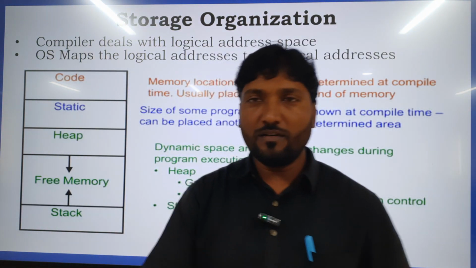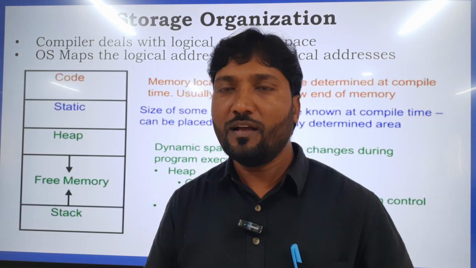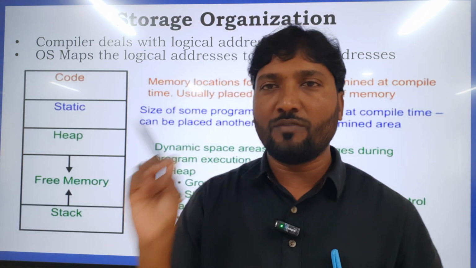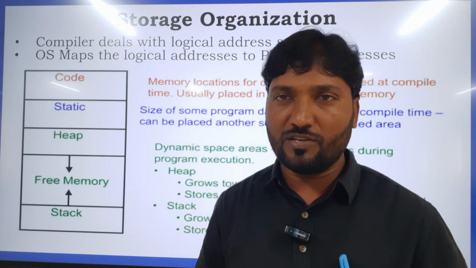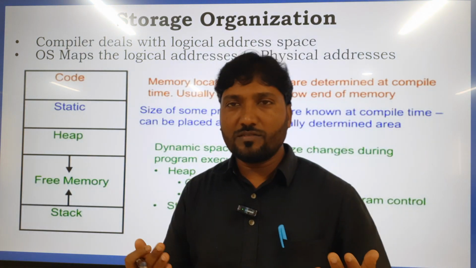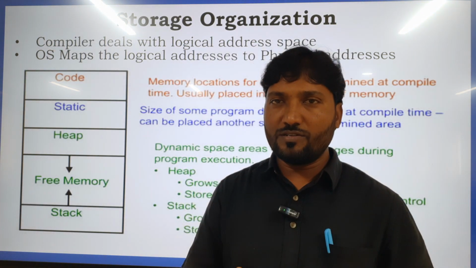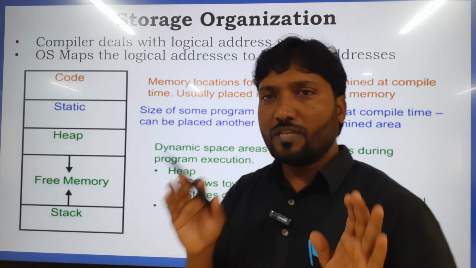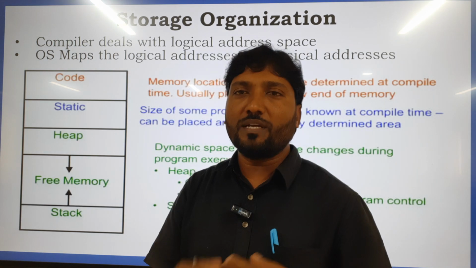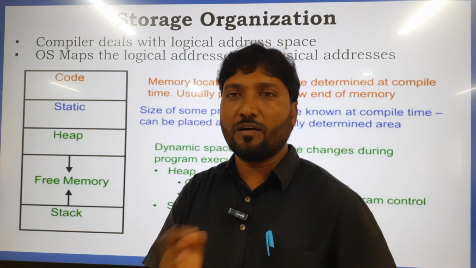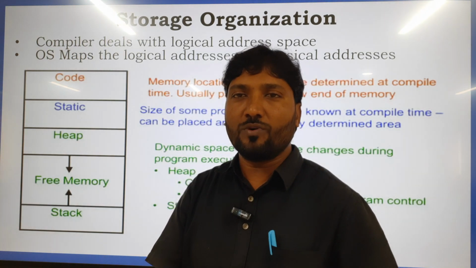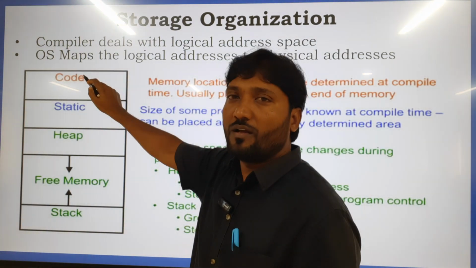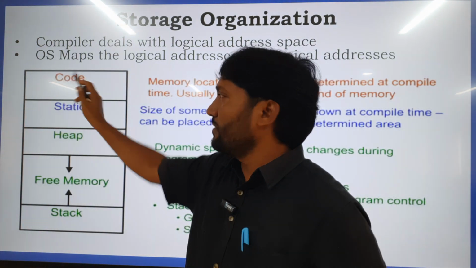Once again, to explain the code area: after writing the program, we need to check whether there are any errors in the program by compiling it. The compiler generates the errors and reports them to the user, and if there are no errors, the program is considered object code. That means the compiler generates the object code without any errors, and that object code is stored in the code area. That is called the code area.